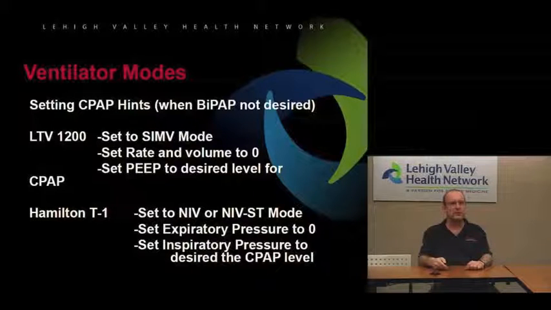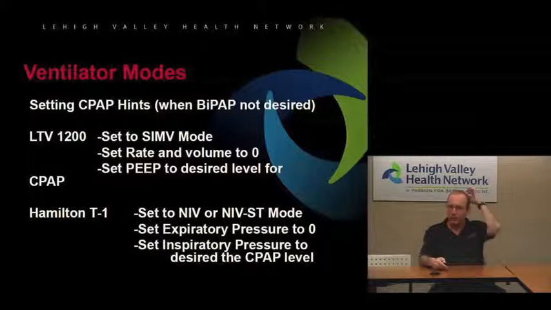For the Hamilton T1, it can be a little confusing if you just want to use CPAP and not the BiPAP. You set your mode to NIV or NIVST, which are the non-invasive ventilation modes for that machine. You set your expiratory pressure to 0, and then you actually set your inspiratory pressure to your desired CPAP level. So that's something that can be a little screwy.